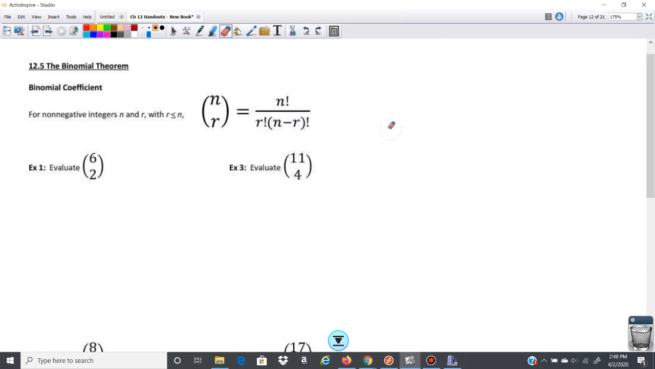Okay, so the binomial coefficient is the first thing we're going to start with for this section. So this is your formula for the binomial coefficient. You have this n over r in parentheses, and then you've got n with an exclamation point. That n with an exclamation point means factorial.